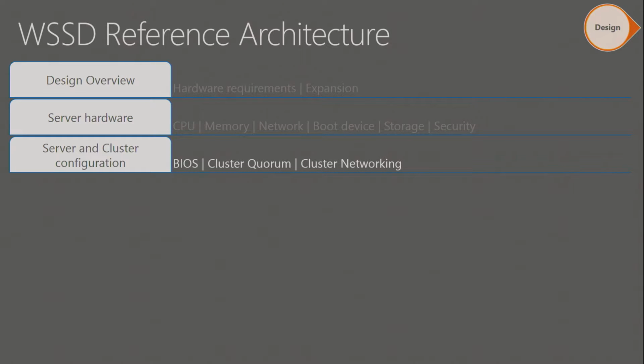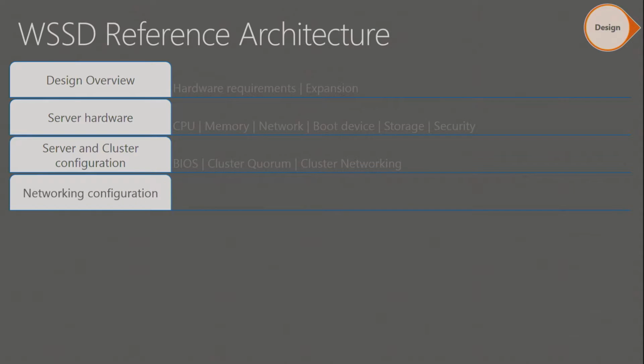Server and cluster configuration: what settings you need to enable in BIOS to make this optimized. Again, these are all optimizations and best practices. How to do cluster quorum, cluster networking. There's networking configuration that goes into NIC teaming. What are the different offloads that we expect the hardware to support? Where do you require them, where you don't require them? For example, RDMA NICs. You don't always require RDMA, although we do recommend having RDMA because it has certain performance advantages.